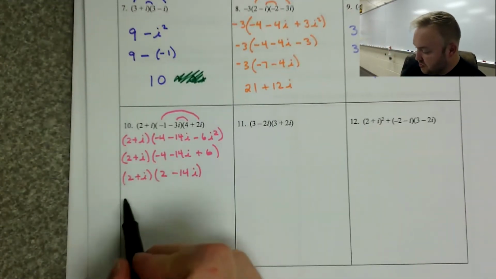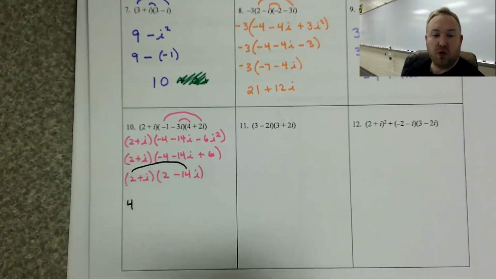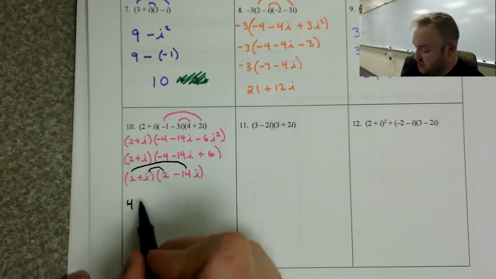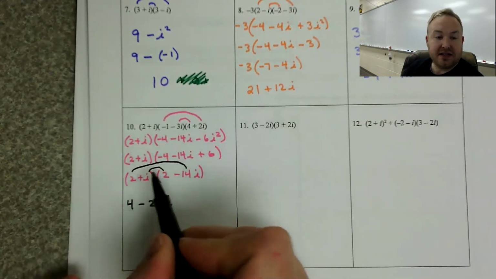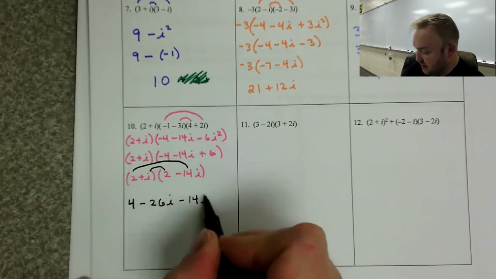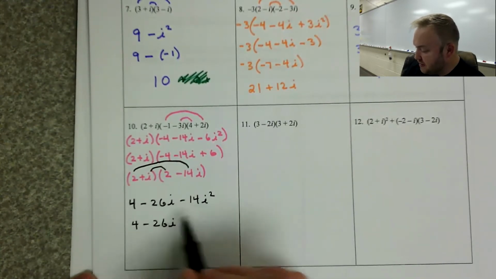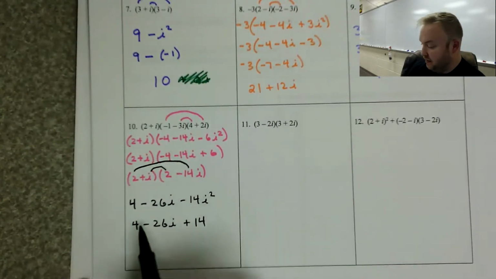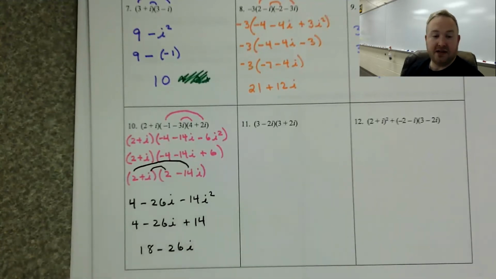So 2 times 2 is 4. We'll do our outer and inner. My outer product is going to be negative 28i. My inner product is positive 2i. Add those together, we get negative 26i. Last times last is a positive times a negative, so it's going to be negative 14i squared. Negative 14i squared simplifies as just plus 14. And then 4 plus 14 is 18, so we have 18 minus 26i.